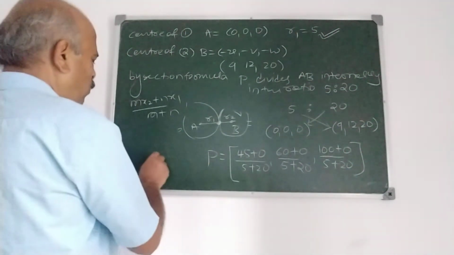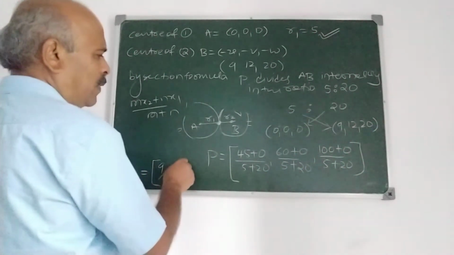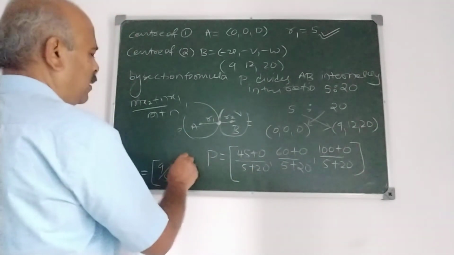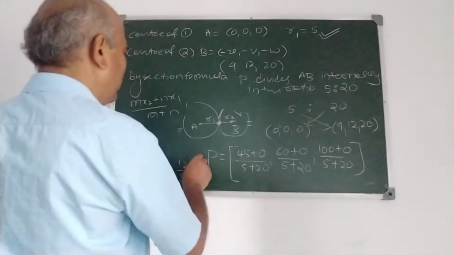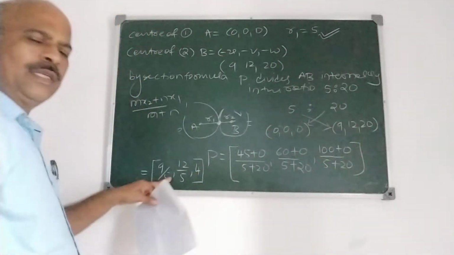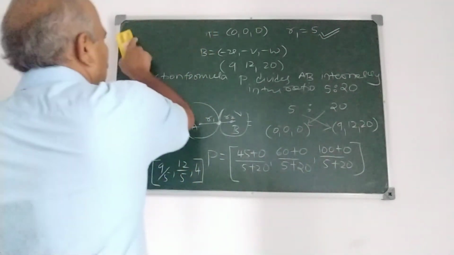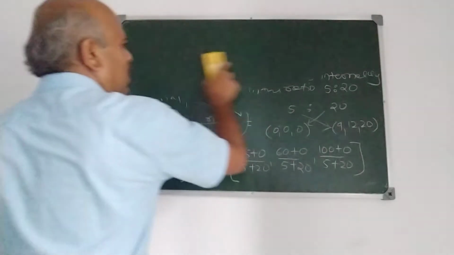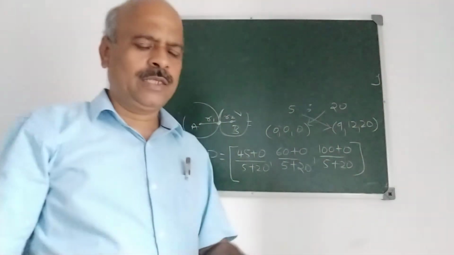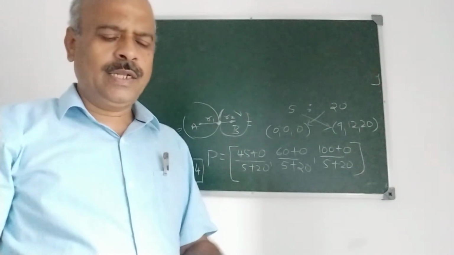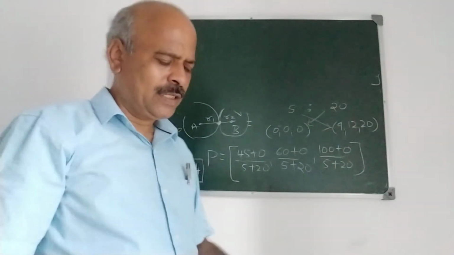So 45 by 25, that is 9 by 5, and 60 by 25, 12 by 5, and 100 by 25, 4. This is the point of contact. I think this topic is clear: the condition for two spheres to touch each other, and also how to find the point of contact. I leave this as an exercise.